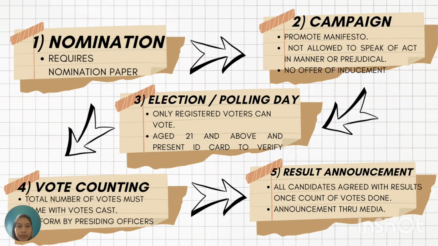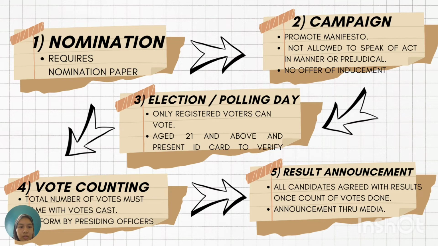Hi, I'm Siti Khairunisa and I'm going to continue with my part, which is election polling day. Only registered voters can vote, aged 21 and above, and present an ID card to verify identity. On election polling day, there are a few requirements that need to be followed at the voting centre: a person whose name is listed on the electoral roll is eligible to vote, must be above 21 years old, and present an identification card as approved.